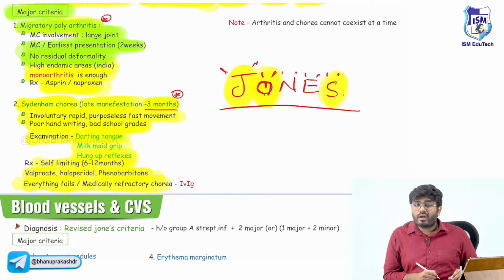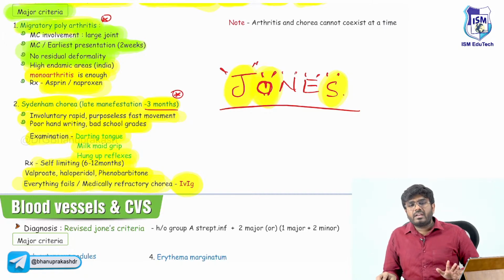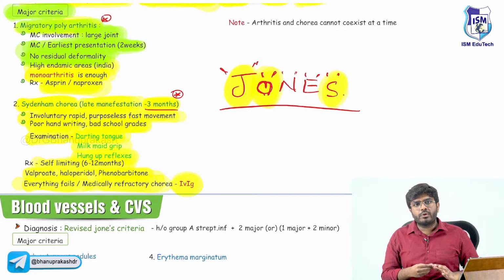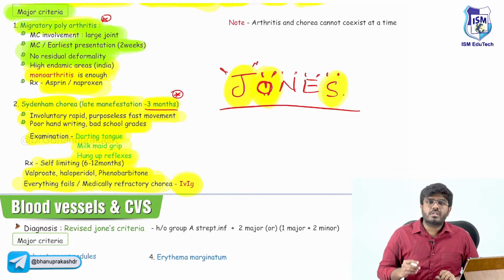If everything fails, it's medically refractory chorea. Then the option is IVIG, intravenous immunoglobulins. MCQ: for medically refractory chorea, you have to give intravenous immunoglobulins, but generally for treating chorea, you can use valproate, phenobarbital and haloperidol. So this is also completed.